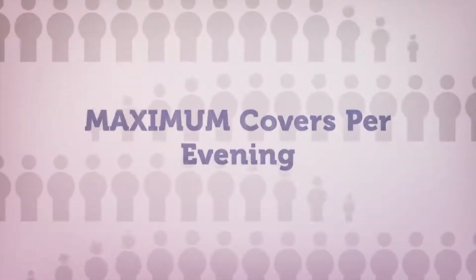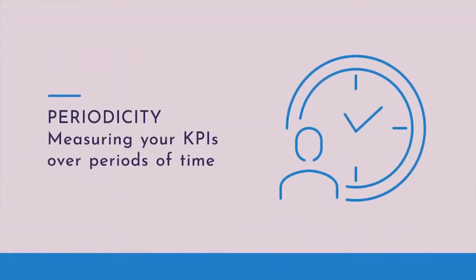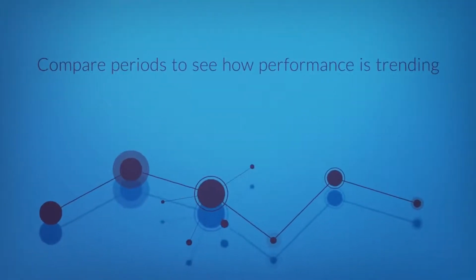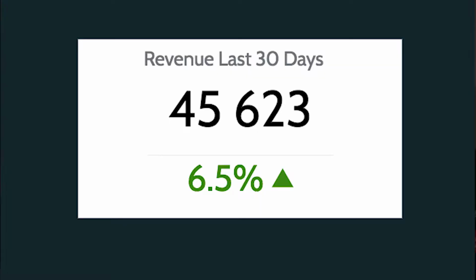Which brings me to tip number 3, periodicity. By measuring KPIs over a specific period of time, it allows you to compare them with previous periods and see how things are trending and evolving. In a dashboard, you might often see a KPI that looks like this. Here we can see revenue for the past 30 days with a percentage of variation from the previous 30. The figure for the previous period isn't all that important, but seeing that there's a trend and by how much things have gone up or down is.